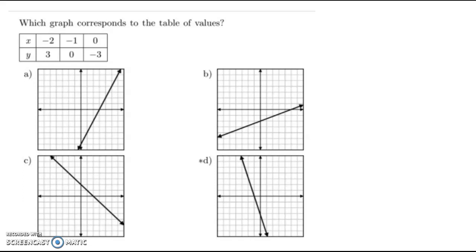Hi everybody, this is CR number 17, helper video number 1. It says which graph corresponds to the table of values?